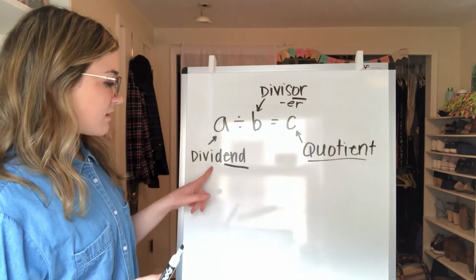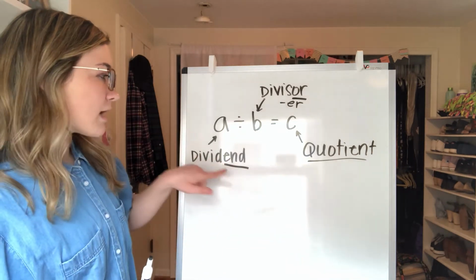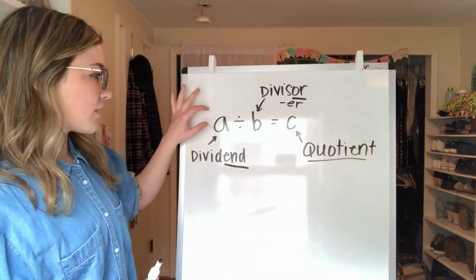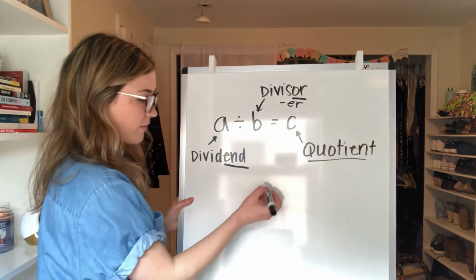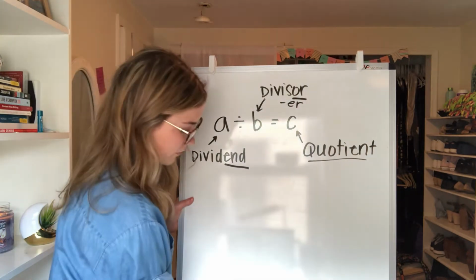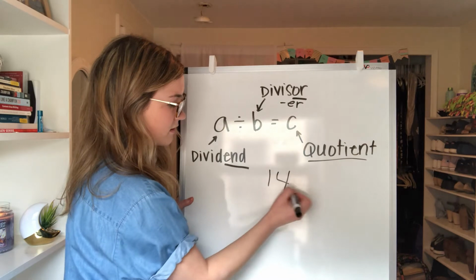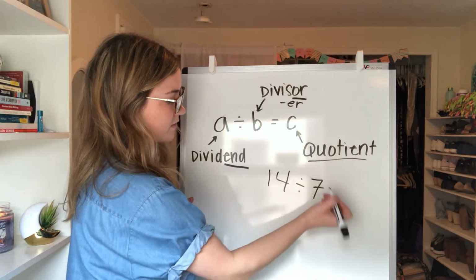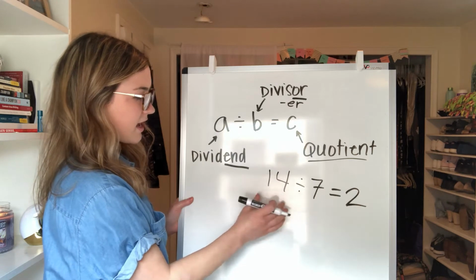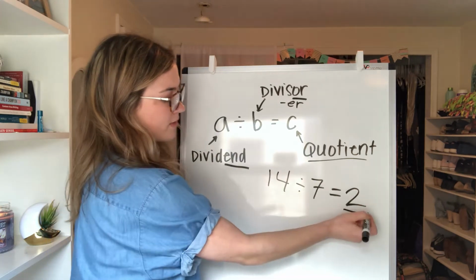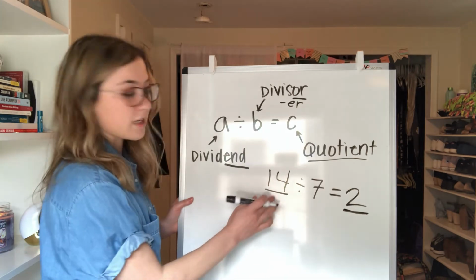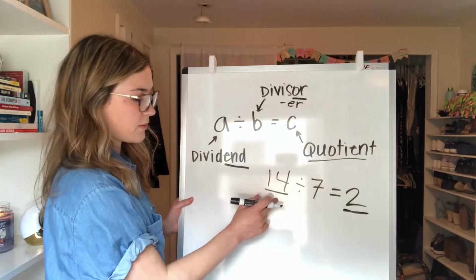So we have the dividend. The word end helps me because it's on the end. Let's use actual numbers. If I have 14 divided by 7 equals 2, my 14 is on the end here. We know it equals my quotient, so on the other end is 14. That's my dividend. It's what starts off my division problem.